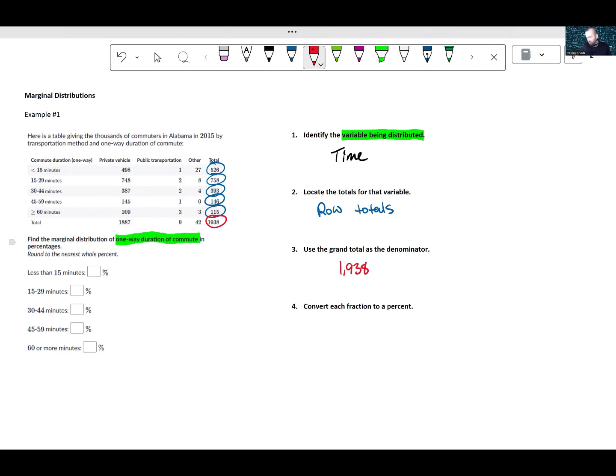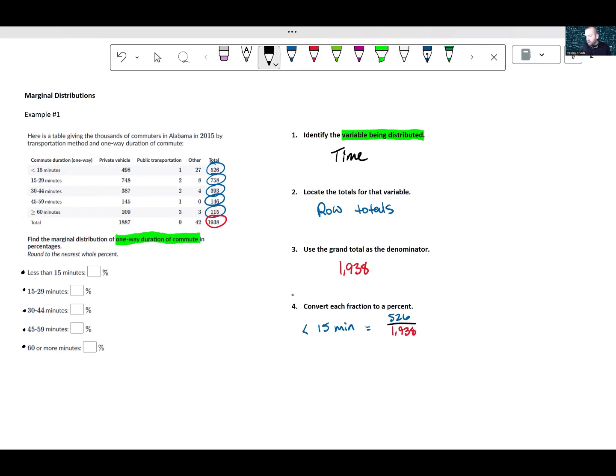So we're looking at our row totals. We know that we're looking at those because each of these answers that it wants us to find is a row. So that's a row. These are all rows. And so that's how we know that we're going to use these total values for each row as our numerator, or our row totals for our numerator. So for less than 15 minutes, our numerator is 526 and our denominator is 1,938. And we're going to follow that same pattern for all of this data.